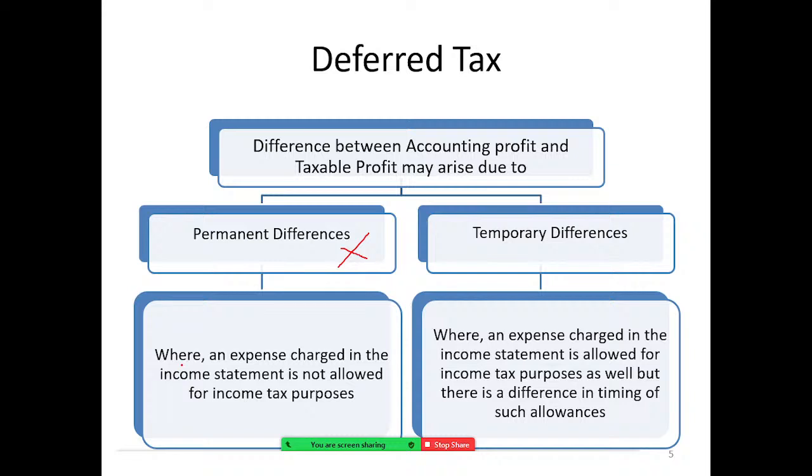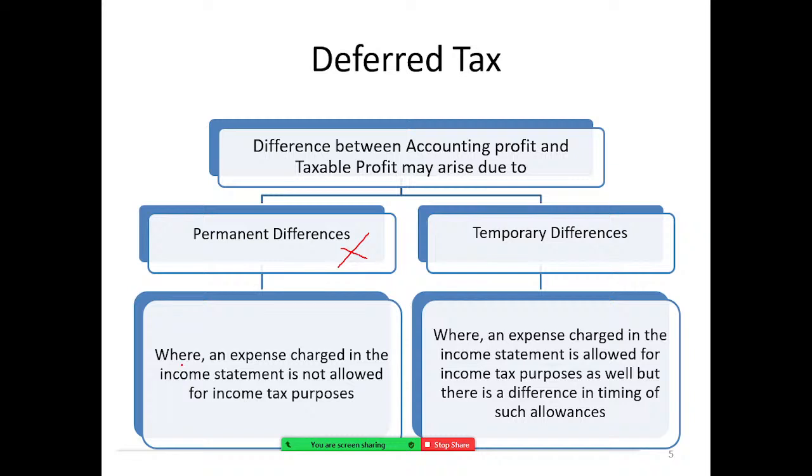There are two cases now, sir. In one case, employee loan. In case of bad debt regarding employees loan, and other expenses. So these are the examples for permanent differences.